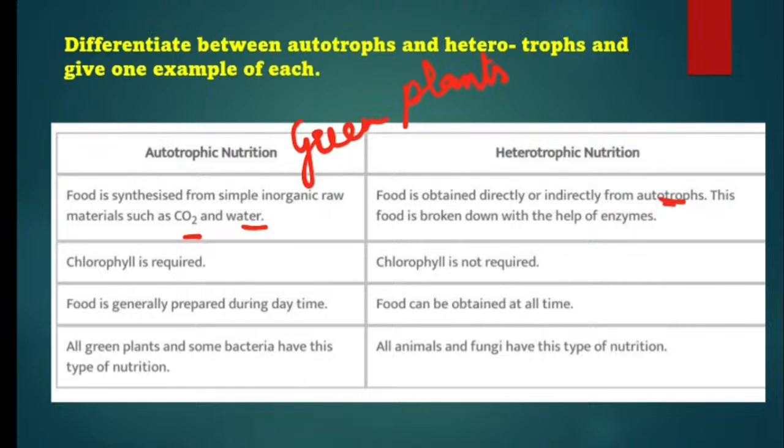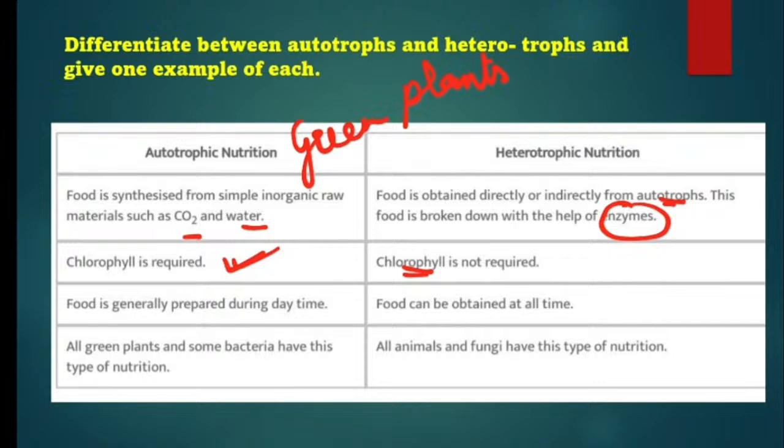This food is broken down with the help of certain enzymes into simpler materials. Now, in autotrophic nutrition, chlorophyll is required because green plants need to conduct photosynthesis, and the pigment responsible for this is chlorophyll. Whereas in heterotrophic nutrition, chlorophyll is not present. It is not required because we are dependent on the producers for the food.